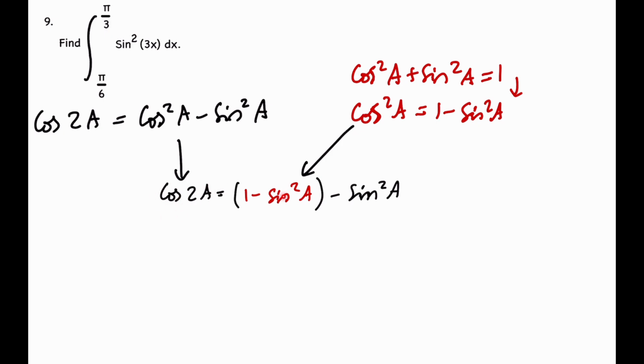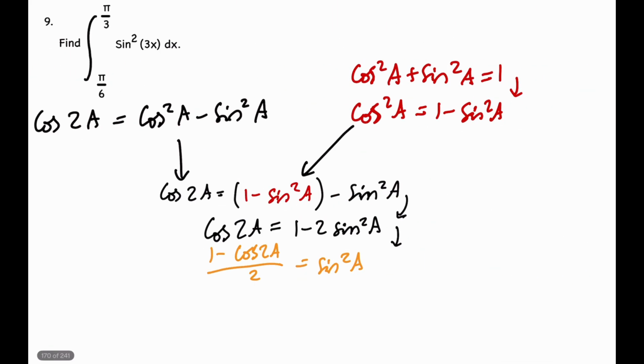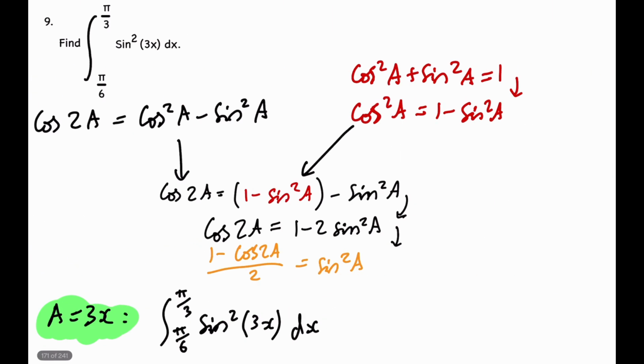And we're just trying to leave it in terms of sine squared, so we can substitute a different function into the sine squared 3x that we have here. And collecting like terms, we've got cos 2a is equal to 1 minus 2 sine squared a. And here we have the sine squared a, which we can make the subject in terms of 1 minus cos 2a over 2. Really easy, we can just plug this in and make our a 3x.